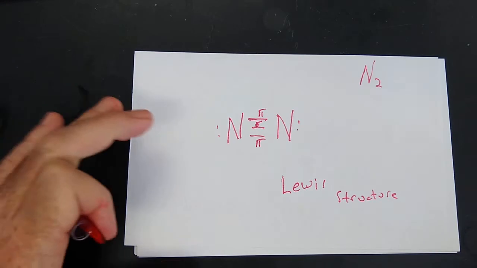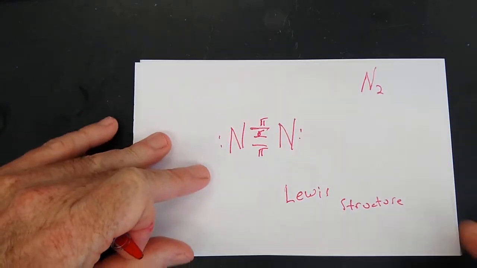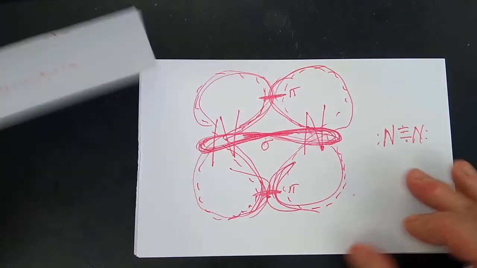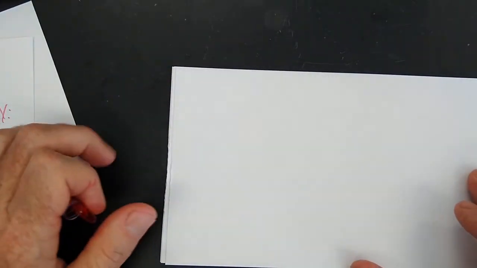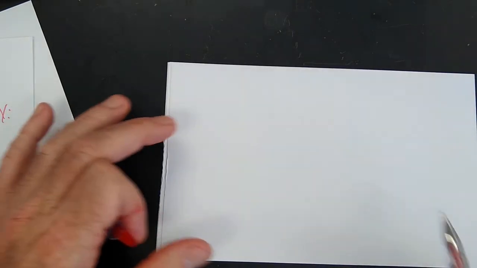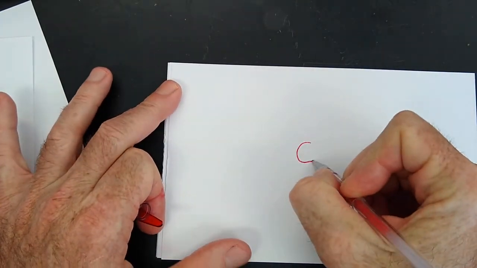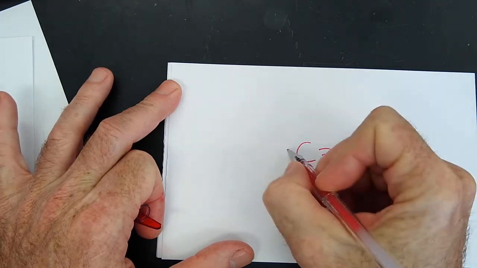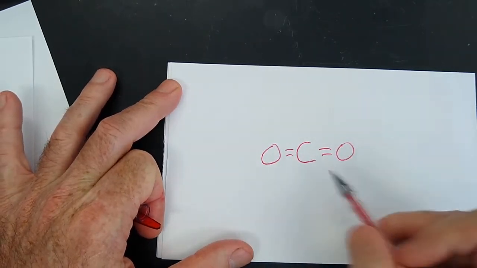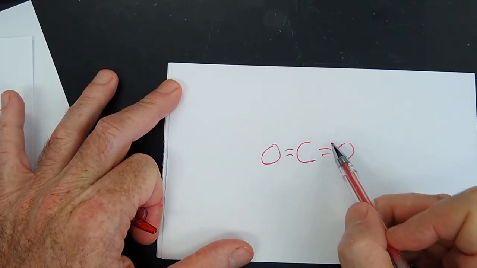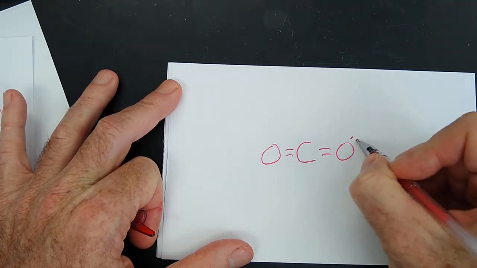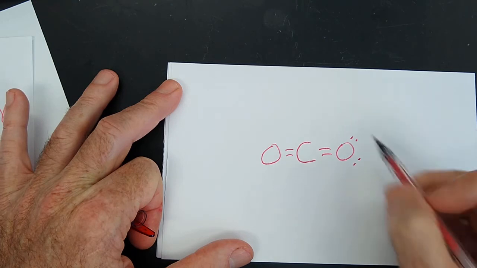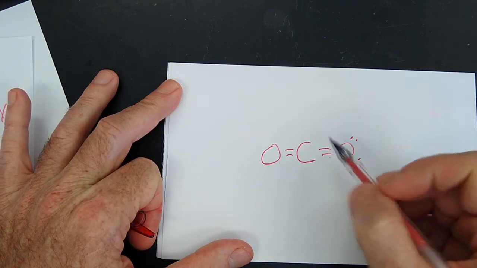So let's draw something bigger. How about we draw CO2? We know that CO2 looks like this. So this carbon's happy. It's got 1, 2, 3, 4, 5, 6, 7, 8. And this oxygen would have 2 unpaired bonds, 1, 2, 3, 4, 5, 6, 7, 8.